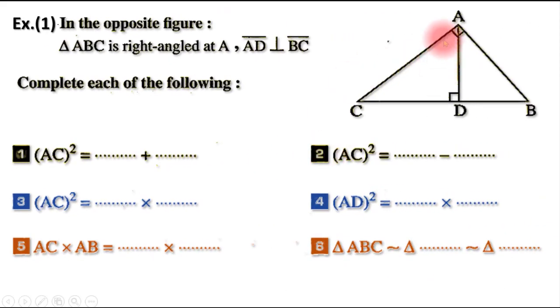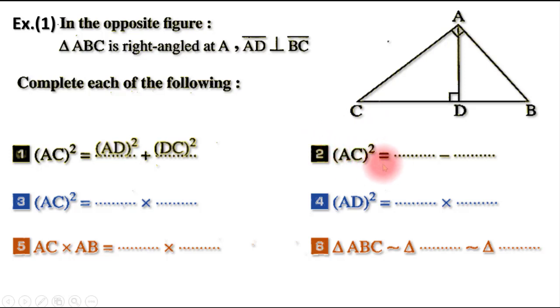Example number 1. In the opposite figure, ABC is a right angle triangle at A. AD is perpendicular to BC. Complete the following. First, AC power 2. We need to find AC power 2 with an addition sign. Because it's plus, then AC is a hypotenuse, and AC is a hypotenuse in triangle ACD. Therefore, AC power 2 will equal AD power 2 plus DC power 2.